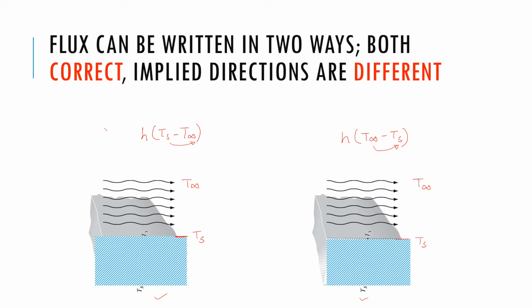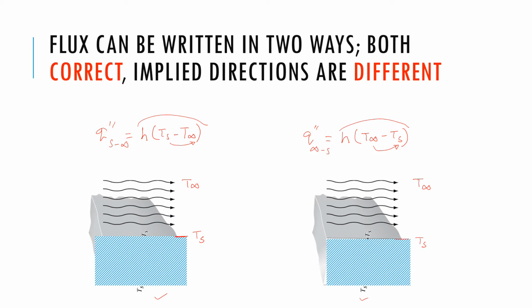So if we write in terms of flux, S to infinity here, and infinity to S here, they look like two different formulas. This one versus this one, they're different. So one must be wrong. Actually, they're not. They both work out.